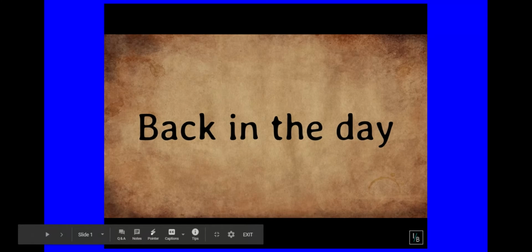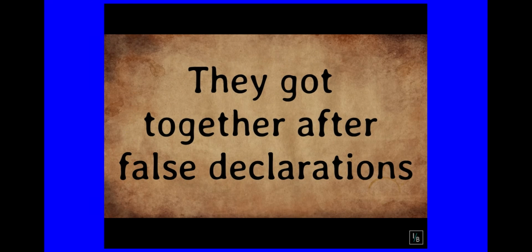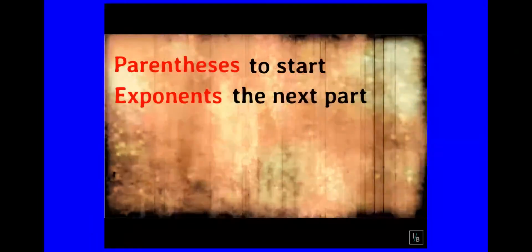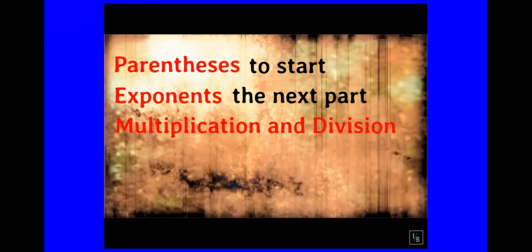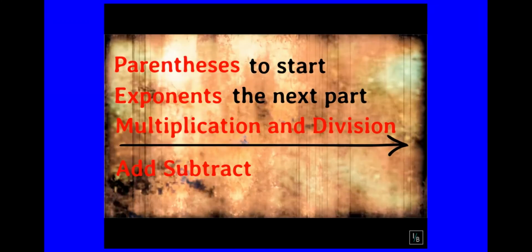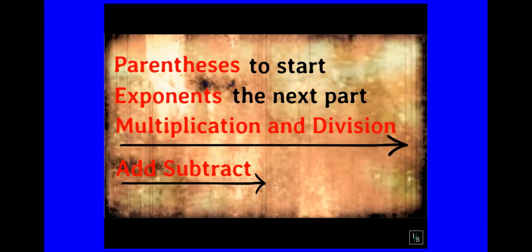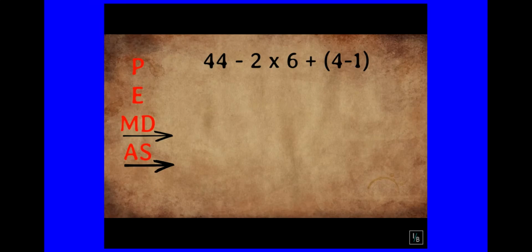Back in the day, there was always contention. So many answers without proper convention. They got together after false declarations. Began the creation of the order of operations. Parentheses to start, exponents the next part. Multiplication and division, left to right is smart. Add subtract is next, left to right is best. Now you've done the equation and your teacher's impressed.